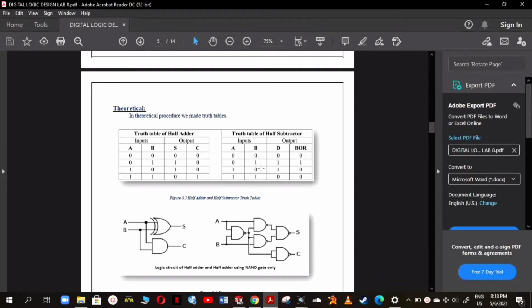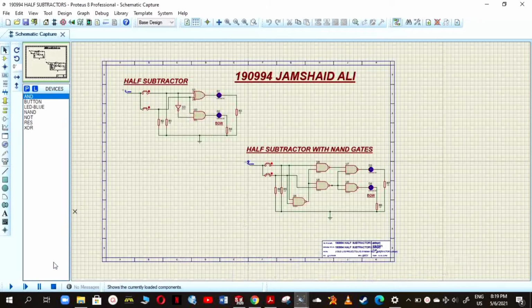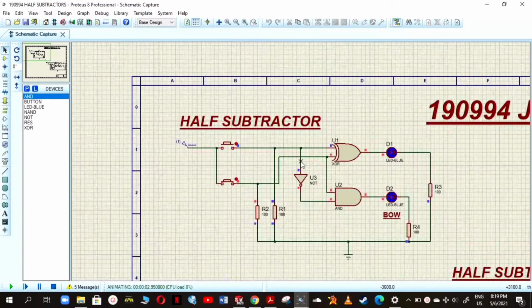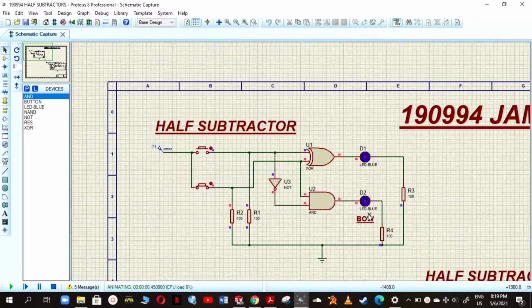If I'm applying 0 and 1, then A will borrow 1 for subtracting B from it. So now you can see here, if I am applying 0 and 1 in our Proteus circuit and running it, the subtraction output D is 1 and it is also carrying a borrow, and the borrow is 1.